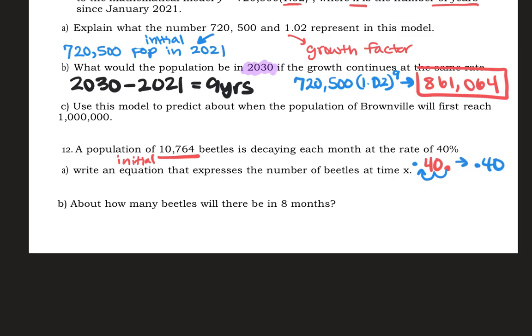What is this going to be? What did it say it was going to be? Decay. Okay, so then what would I write for the equation? I would put y equals, what number goes first? 10,764, and then parentheses, what goes in the parentheses? 0.40, and then to the x power. The x power being whatever time frame we're looking at, whether it's weeks, days, months. Now, this one is in months. It says about how many beetles would there be in 8 months.